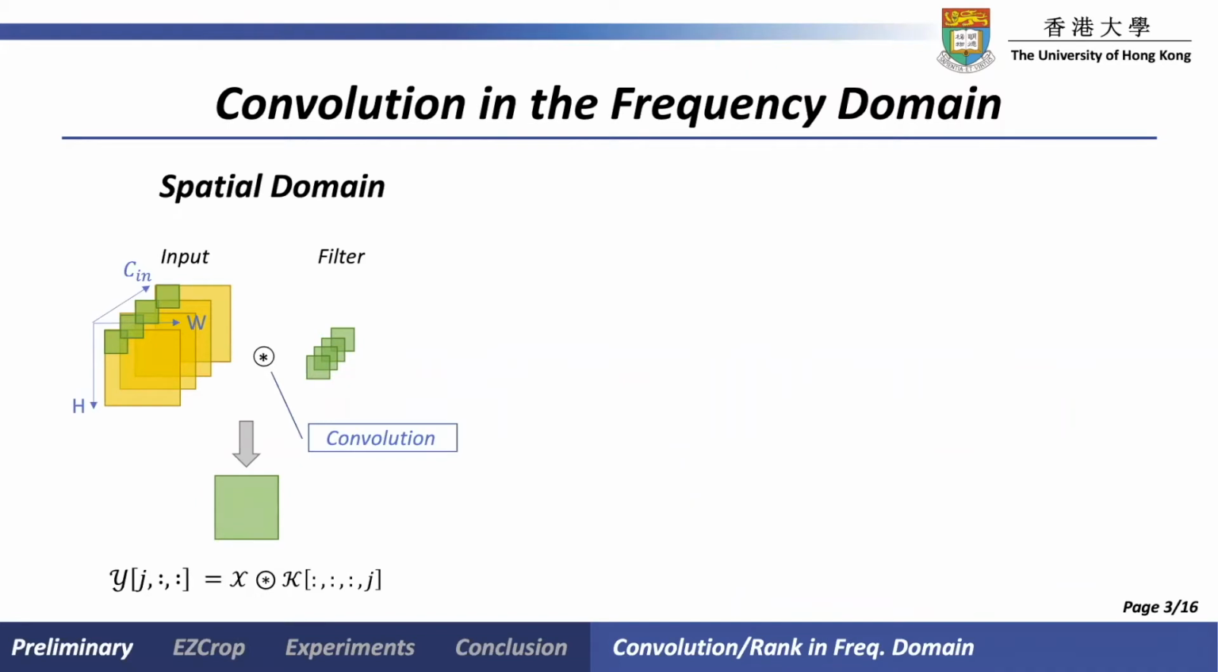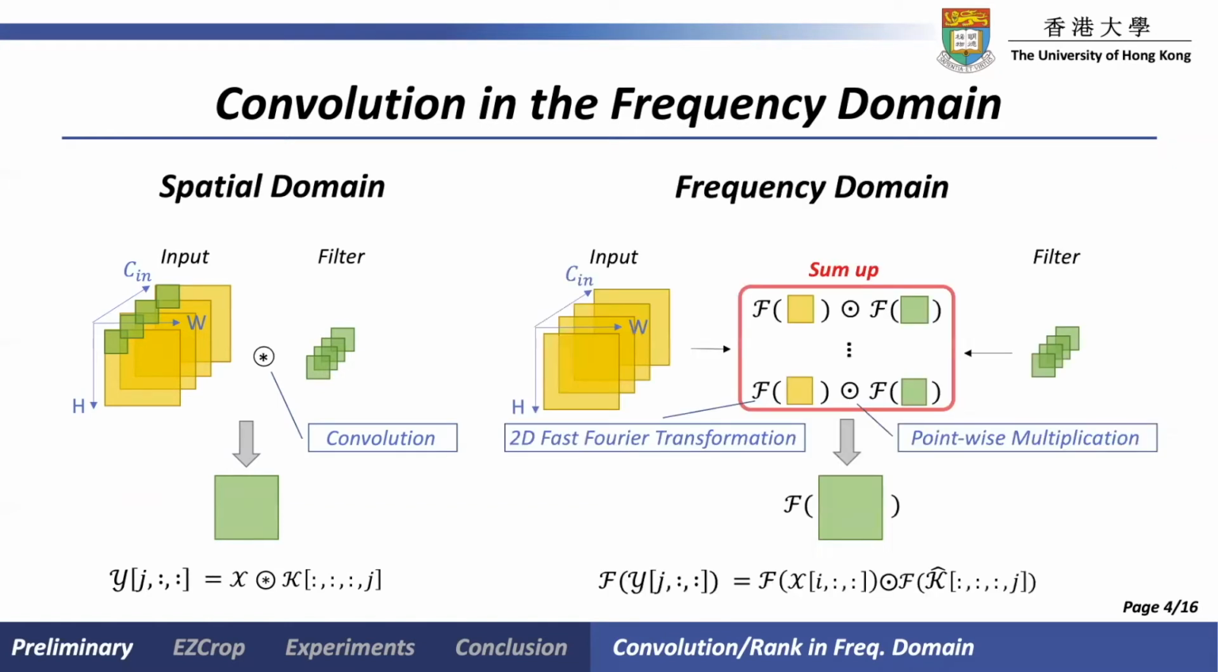We know the filter slides along the H and W axis of the input and does the standard convolution with the input in the kernel window. Next, let's see the convolution in the frequency domain. First, each slice of the input and filter will be mapped into the frequency domain by the 2D fast Fourier transformation. Next, the slices at the same position along the channel axis will do pointwise multiplication. After this, all the pointwise multiplication results will be added together. By the multiplication and addition, we get the convolution results in the frequency domain.